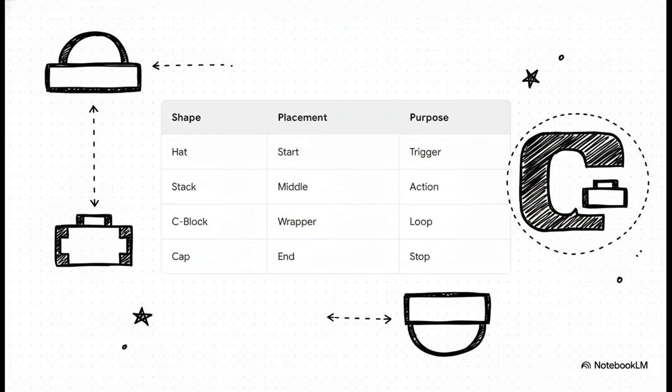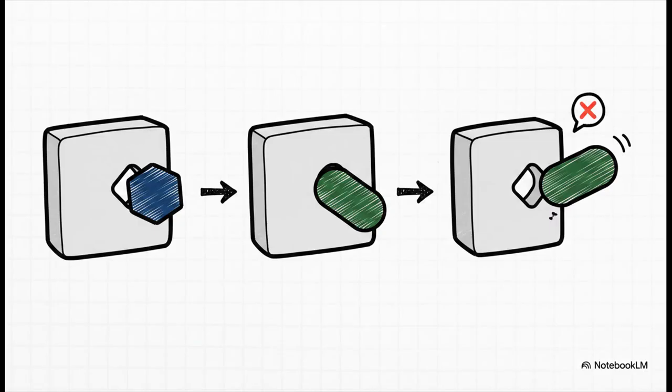Then you have stack blocks with notches on the top and bottom. Those are your middle action pieces. C blocks are literally shaped like the letter C so they can wrap around other blocks to make loops. And finally, cap blocks. Flat top, smooth, rounded bottom. They cap off the very end to stop a script. The physical shapes themselves literally teach you the grammar. And it gets even cooler when we talk about data. See those pointed hexagonal blocks?